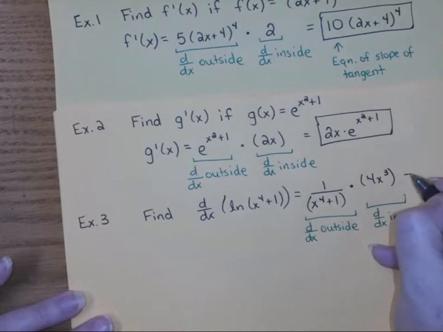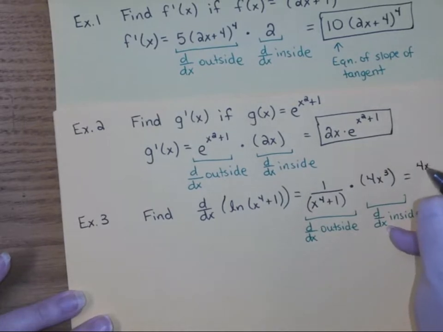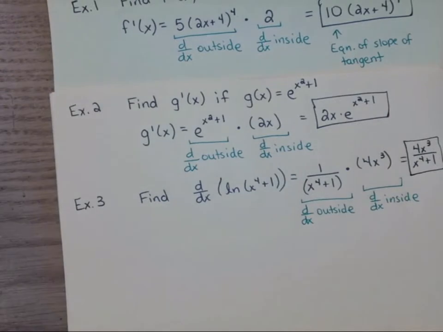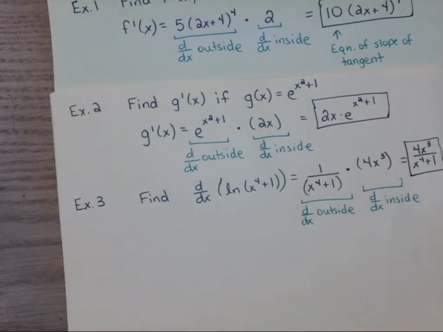So in the end here, we end up getting 4x cubed on top, and then x to the 4th plus 1 on bottom. Okay. You can't simplify that anymore because there's not x's in everything, so don't try to cancel out the x's or do anything weird like that. You're not allowed to do that.